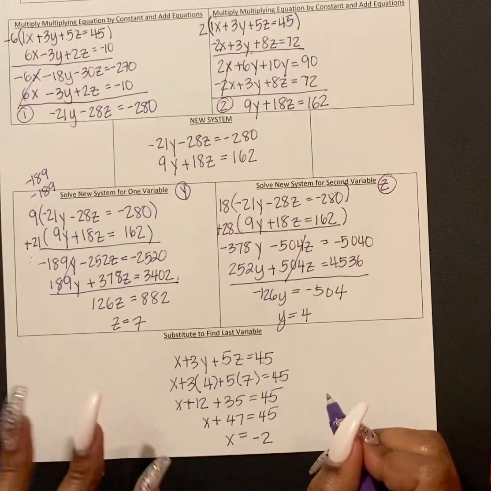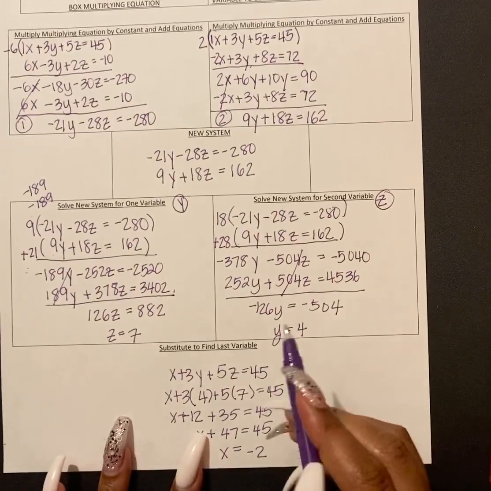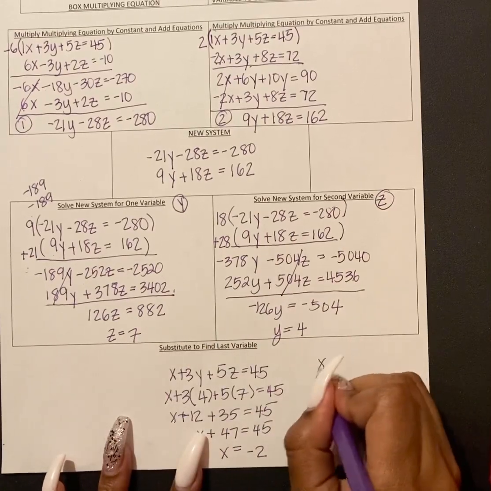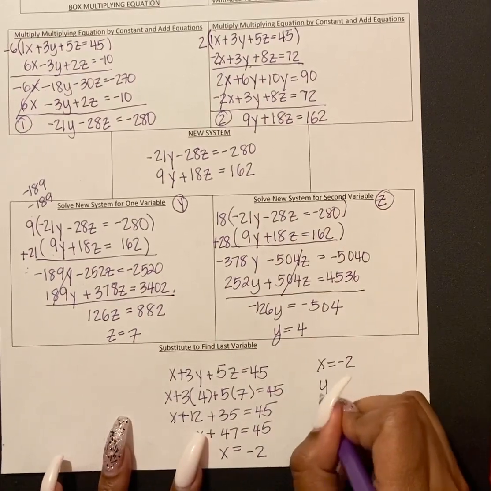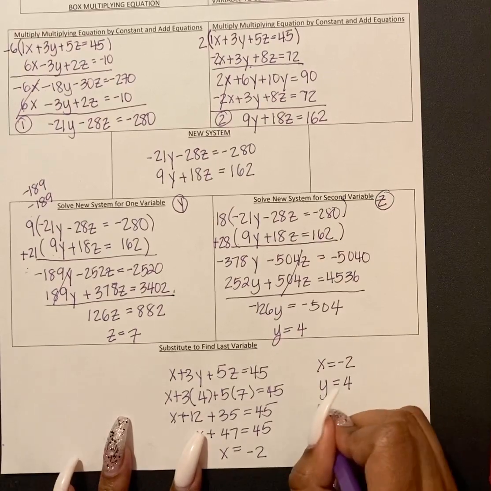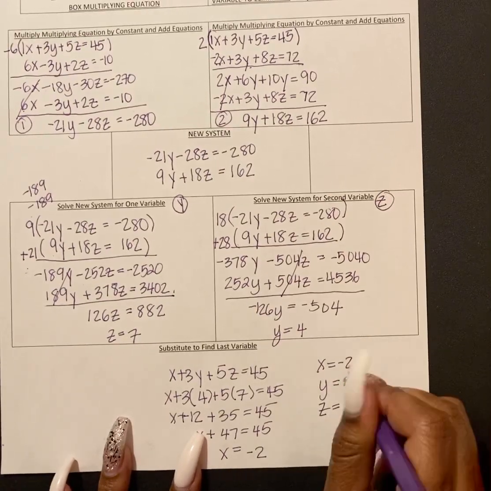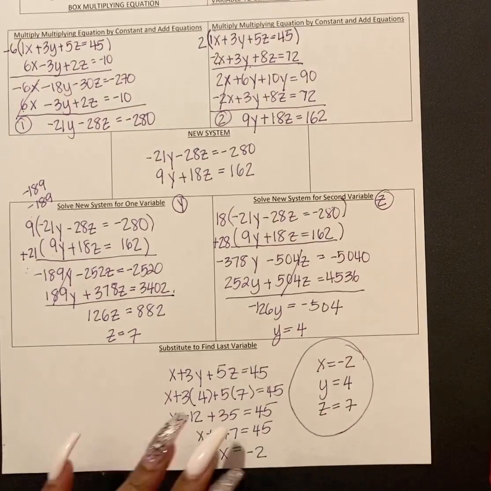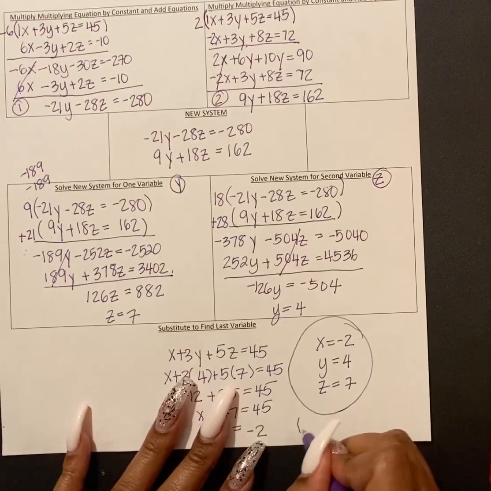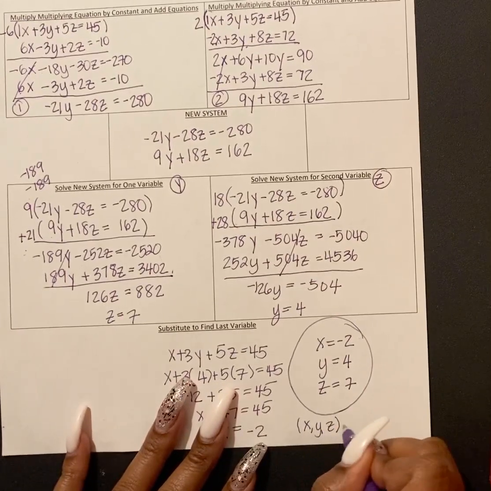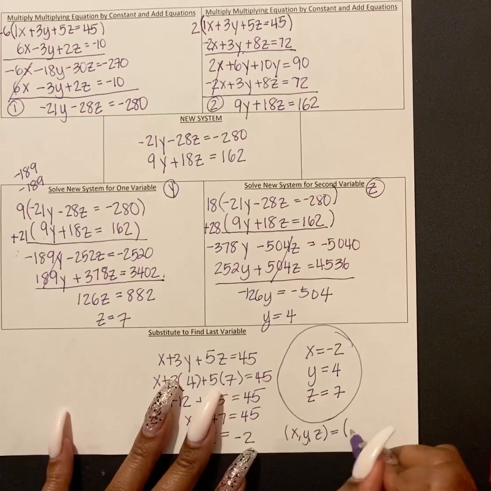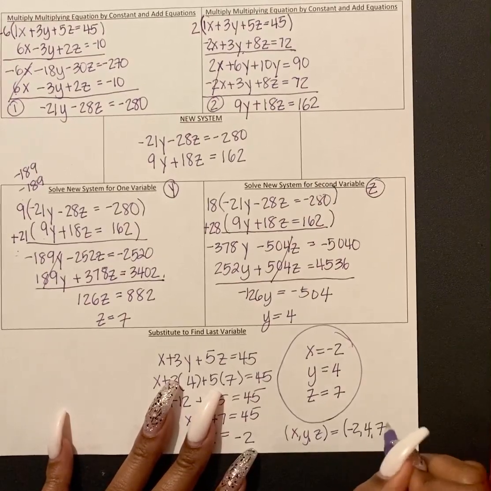And x is negative 2. So I have solved this system for all of my variables. X is negative 2, y is 4, and z is 7. And those are my solutions. And you actually can write it. Usually I write x comma y comma z, and I'll just put them in. So negative 2, 4, and 7.